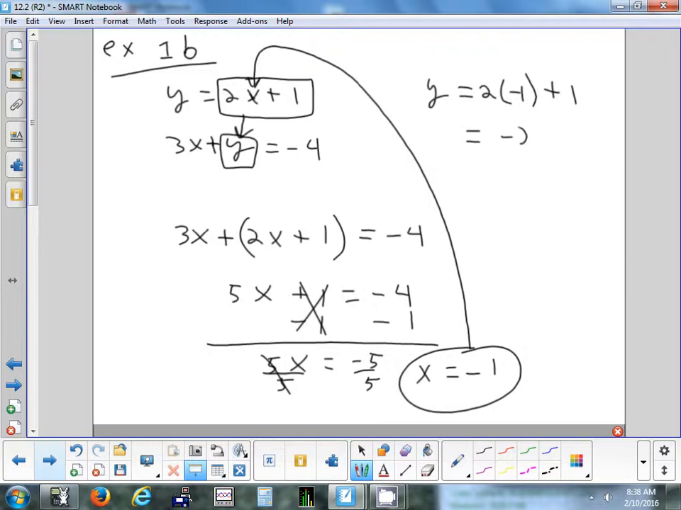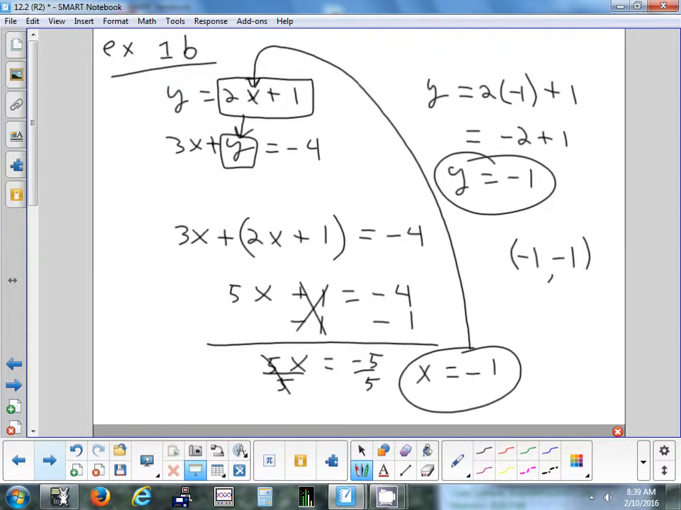2 times -1 is -2. -2 plus 1 is -1. So you can leave your answer just like that, x equals, y equals. Or, if you want to write it as a coordinate, what would be my answer as a coordinate?